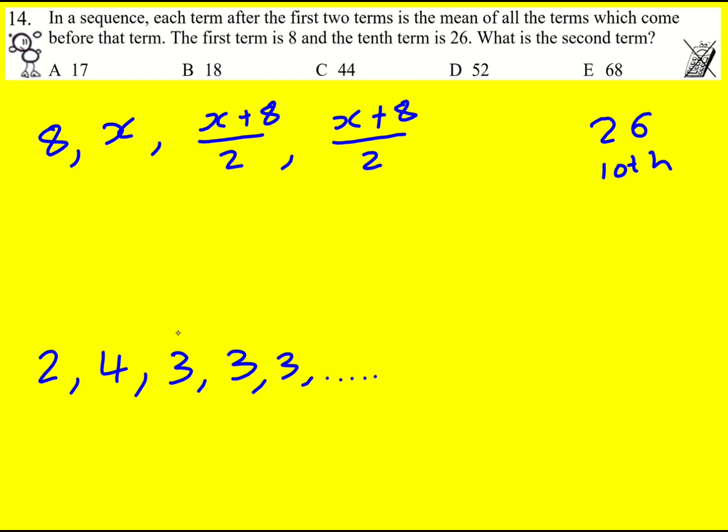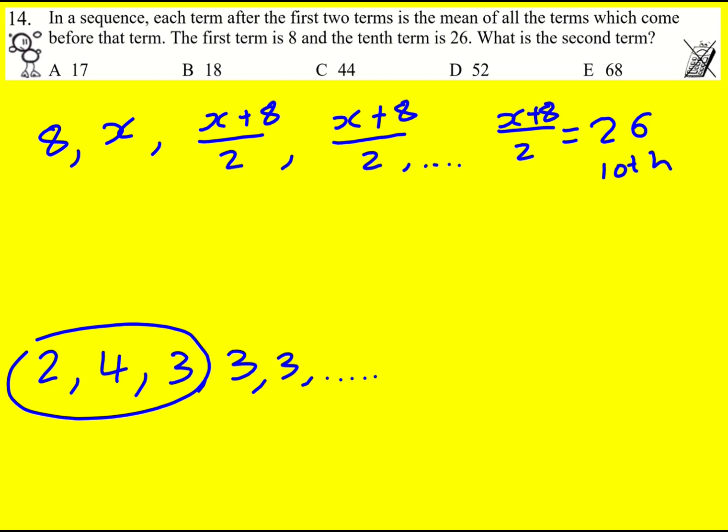Because like I was saying, if we've worked out the mean of the first two, and then I work out the mean of those three, it's just going to remain the same. And so basically, it's going to carry on this way until we get (x + 8)/2 equals 26. So all we need to do now is solve that. x + 8 is going to be 52, and then x is going to be 52 minus 8, which is 44.